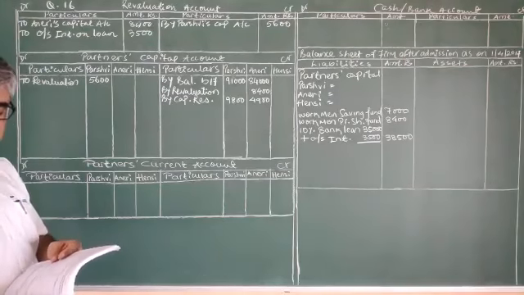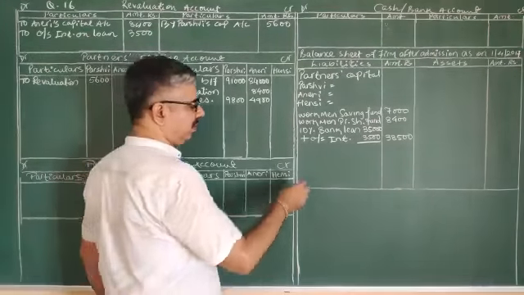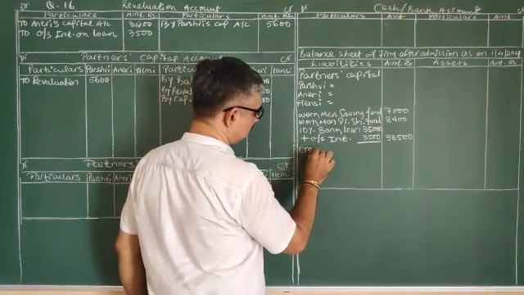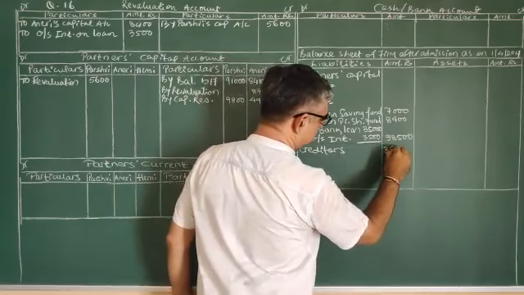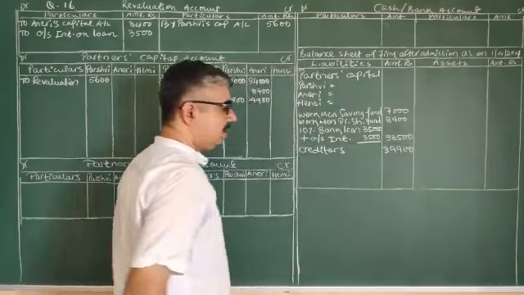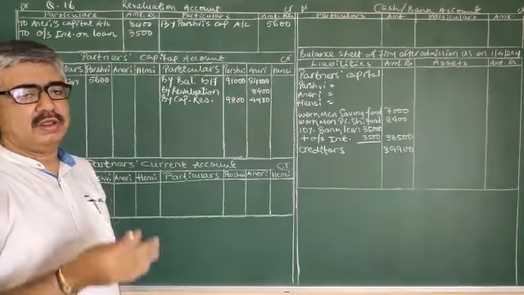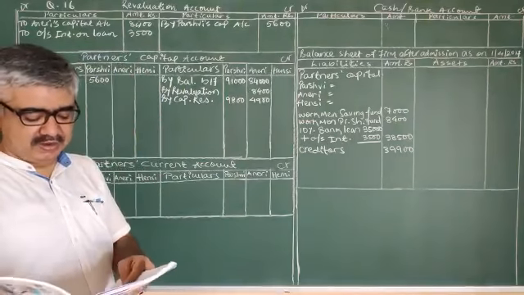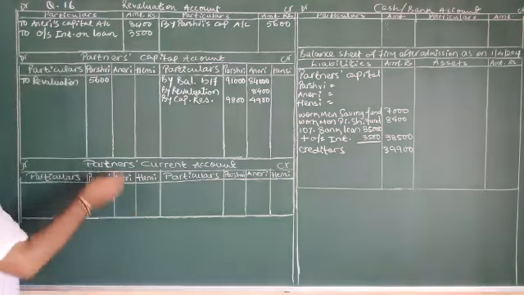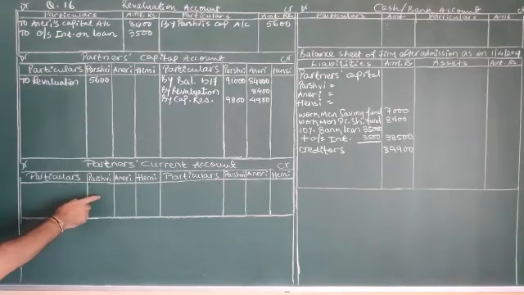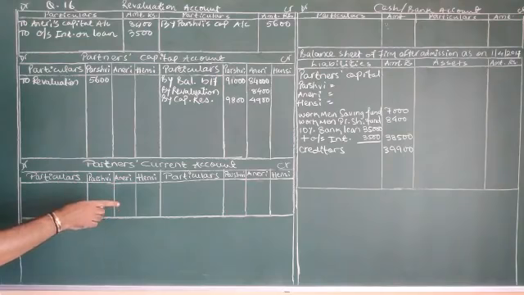Then creditors are 39,900. Is that clear? Next one, that is from the asset side. Goodwill, 21,000. Should be distributed. See, here current account we are preparing only and only for closing capital. Okay? So, in current account, no other entry will be there.